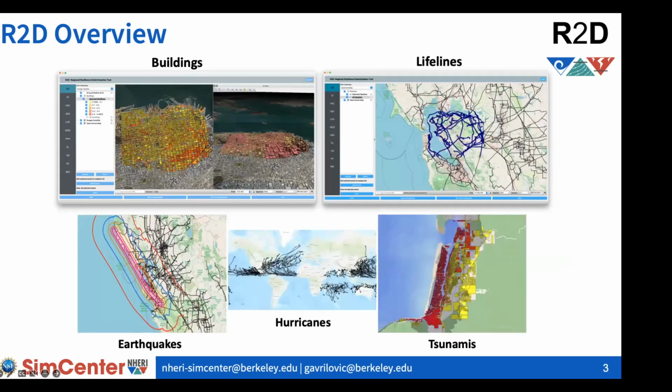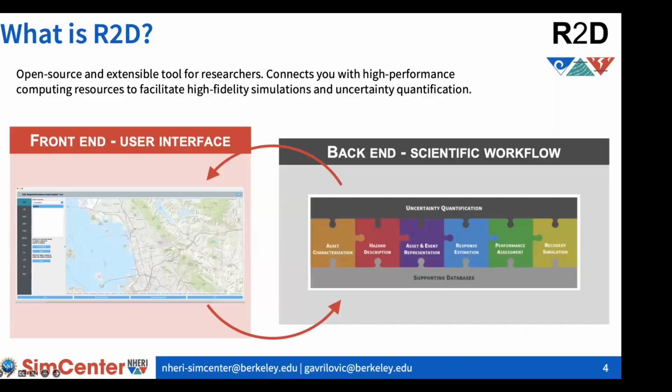So here's a quick overview of RTD to give some background. Essentially a combined geospatial processing tool for multi-assets, in this case, buildings, lifelines, and I mentioned the natural gas pipelines. We're also doing water pipelines now. And then multi-hazards, so we support earthquakes, hurricanes, and then tsunamis. And we are working, bringing in other modules for lifelines as well. So if that's part of your research, it would be great to work with you and bring things in.